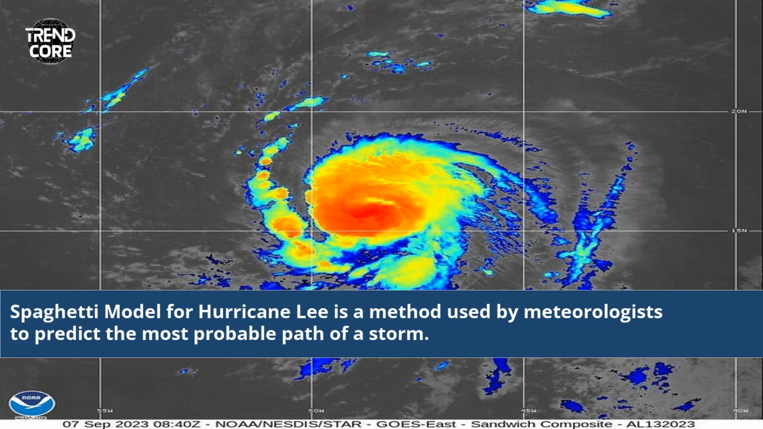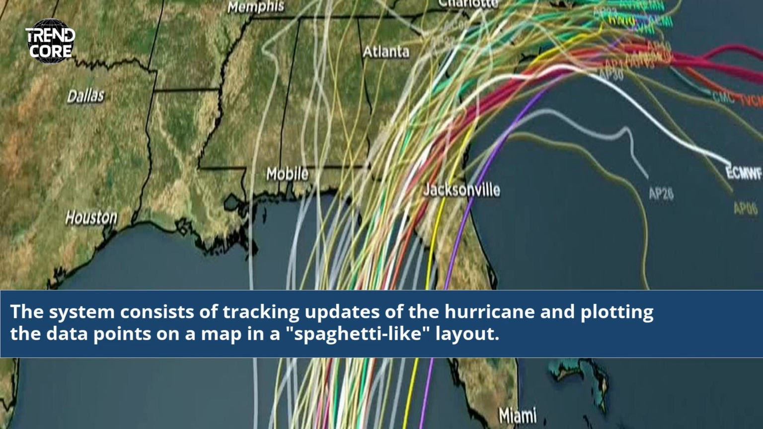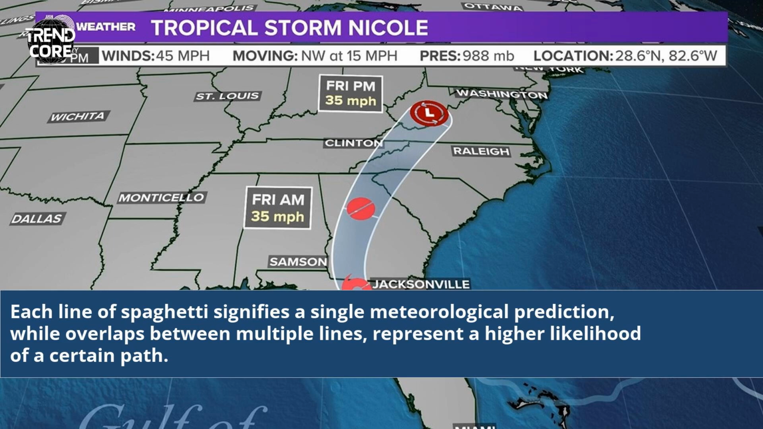Spaghetti model for Hurricane Lee is a method used by meteorologists to predict the most probable path of a storm. The system consists of tracking updates of the hurricane and plotting the data points on a map in a spaghetti-like layout. Each line of spaghetti signifies a single meteorological prediction, while overlaps between multiple lines represent a higher likelihood of a certain path.